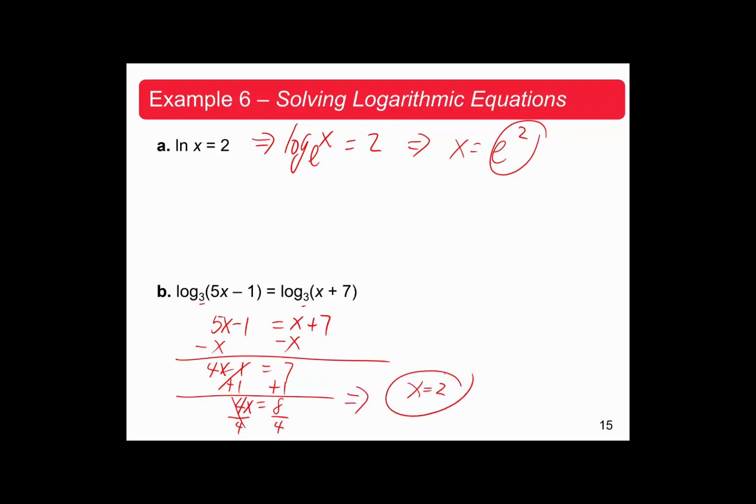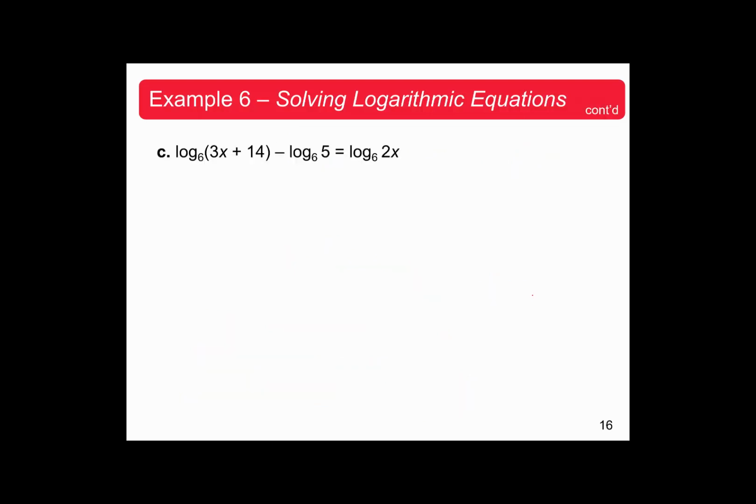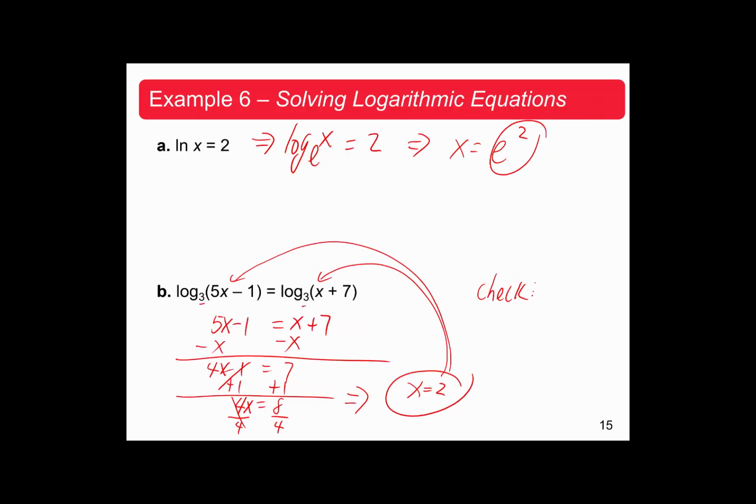So double check, make sure. You can plug the x into the equation and check it, make sure left hand side equals right hand side. So log 3 of 5 times 2 minus 1. So the checking step is necessary, especially when you have two different logarithms on two different sides. So it's log 3 of 9 equal log 3 of 9. So it's a valid equation, that means the solution is good.